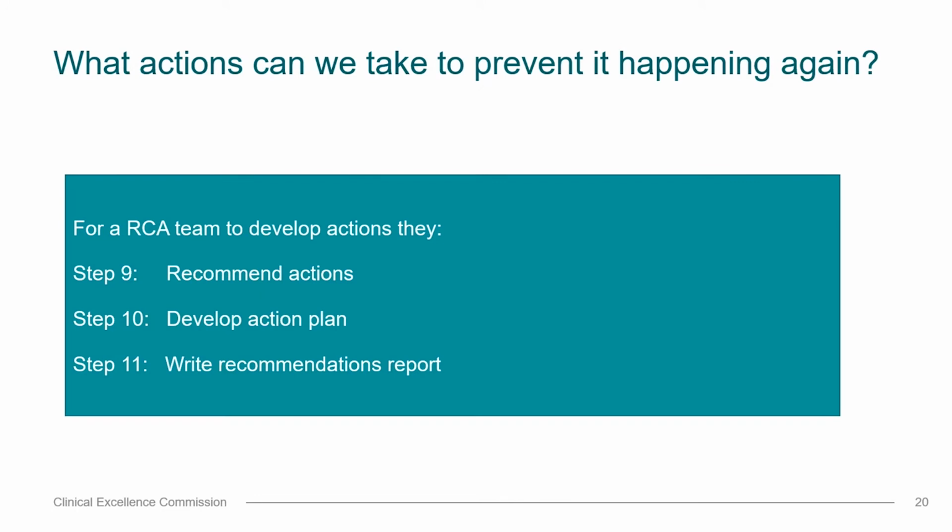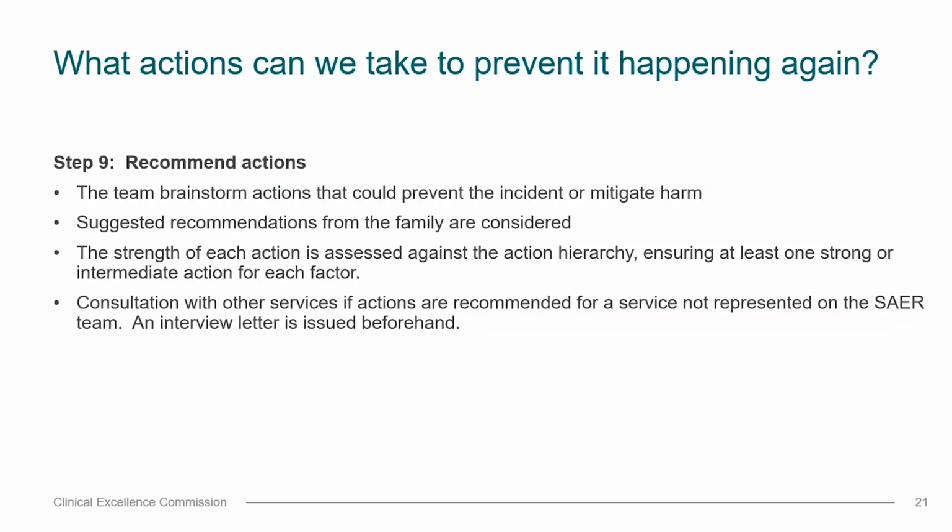Teams who go on to develop recommendations follow 3 steps. The team brainstorm actions that could prevent the incident or mitigate harm, and in doing so, they give consideration to any recommendations that may have been made by the family. The strength of each action is assessed against the action hierarchy, trying to ensure that at least one strong or intermediate action has been identified for each factor. At this stage, the team consult with other services if actions are recommended for a service that's not represented on the review team.